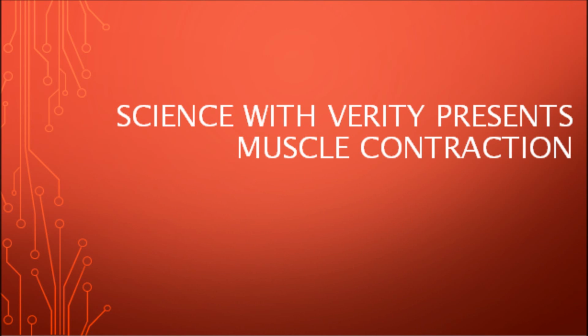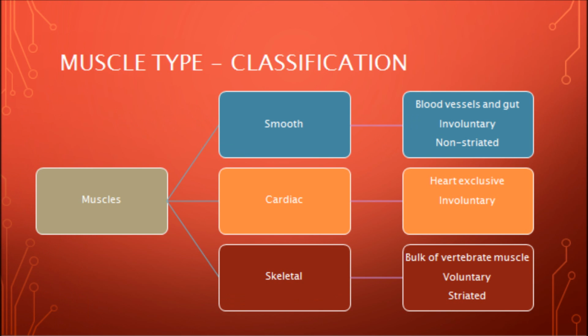In this episode we are looking at muscles, how they are formed and how they contract. There are three main types of muscle, all of which perform a different function. Smooth muscle is found in the lining of the gut and in blood vessels. They perform unconscious contractions and have non-striated strands.